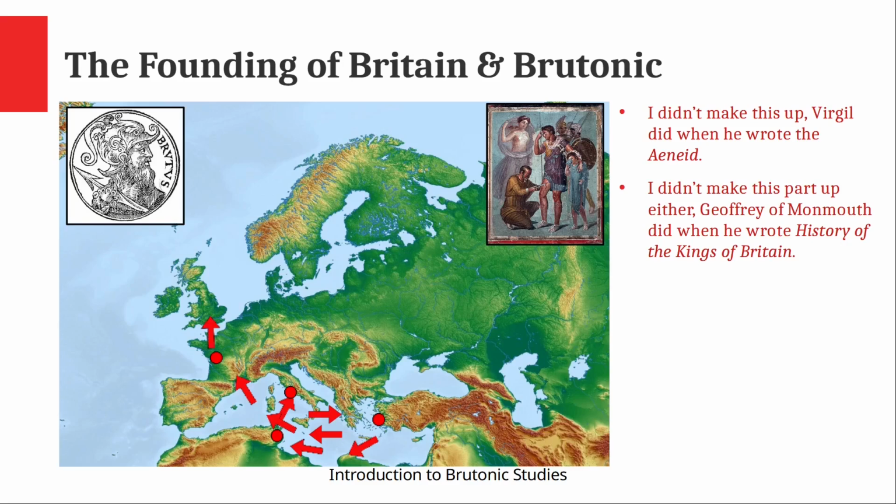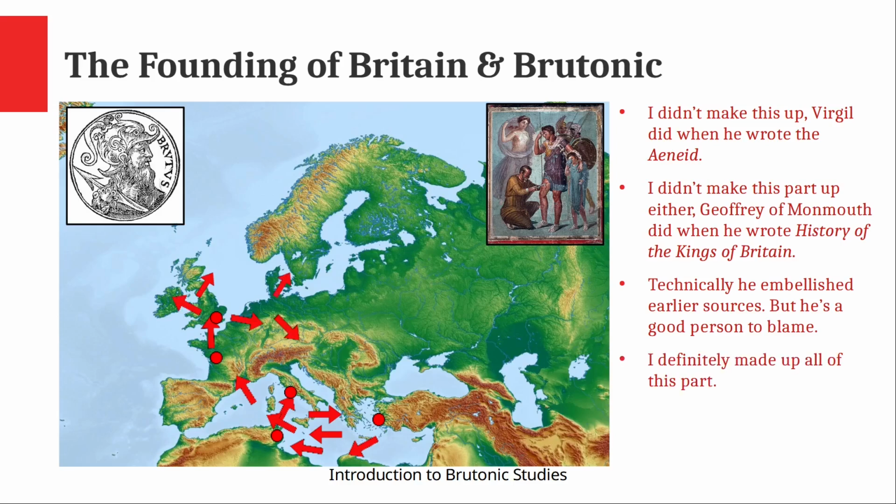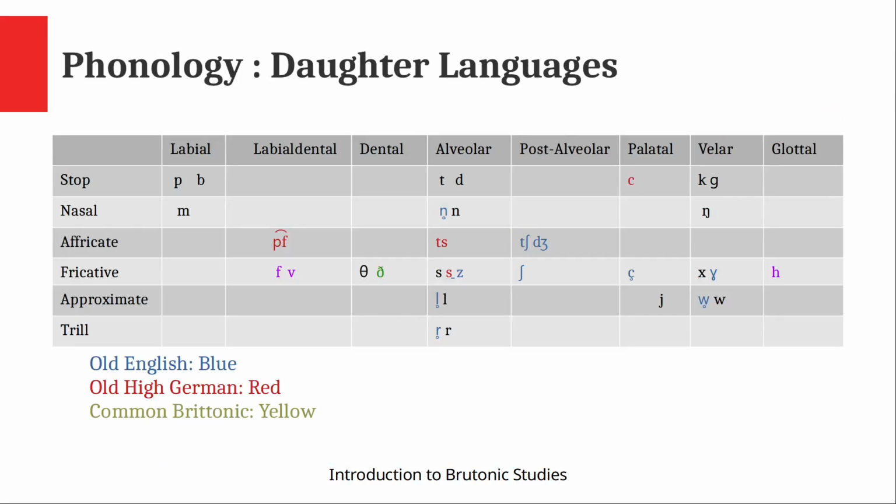From Troyes, he traveled to the island of Albion, a land inhabited by giants and other monsters. From there, the language of Brutus spread in all directions, where it branched out into other languages. Here's the comparative phonology of the three main daughter languages of Brutonic.